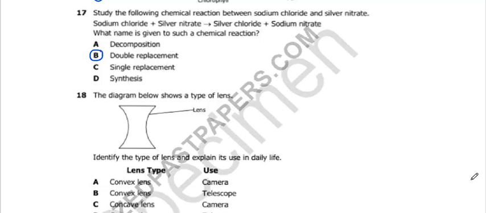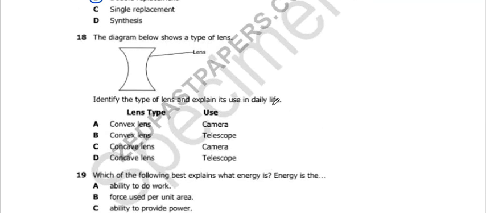Question 18. The diagram below shows the type of lens. So before we even continue, what type of lens is this? This is a diverging lens, because the light rays will be something like that. So they are diverging. If you ever come across a lens that looks something like this, this is a converging lens, because you'd have your light rays converging at a certain point there. So this is a diverging lens.